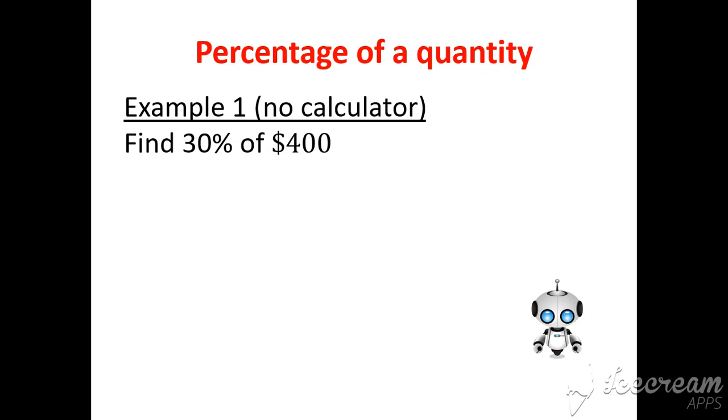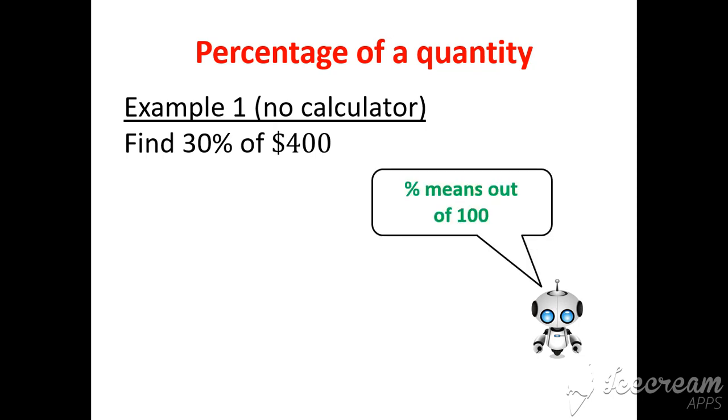Right, straight into example. Example number 1, we're going to find 30% of $400. Some schools don't allow calculators, or some students prefer to learn it without a calculator to really test their mental skills and do well. So this example is what you might want to do if you don't have a calculator. So find 30% of $400.